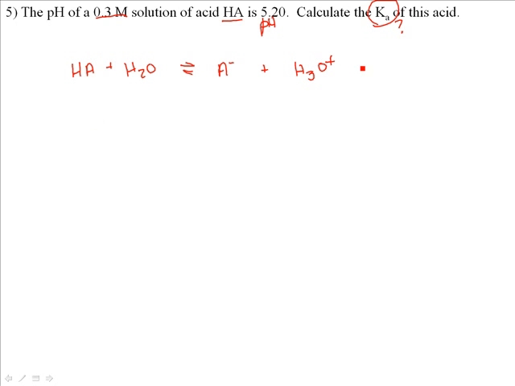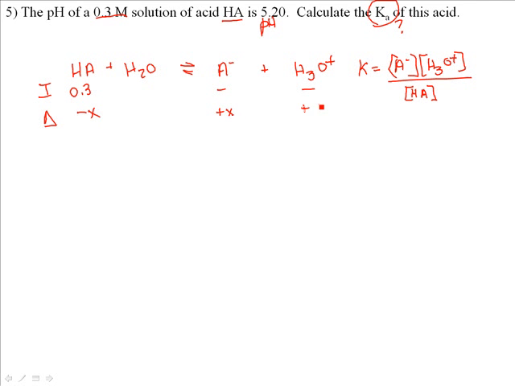Alright, so K is equal to the concentration of A minus times the concentration of H3O plus over the concentration of HA. So I'm starting with 0.3 molar and none of the products. When I do the change, it's minus X, plus X, plus X. Remember that water is a pure liquid, therefore it's not included. Alright, so I get 0.3 minus X, X, and X.